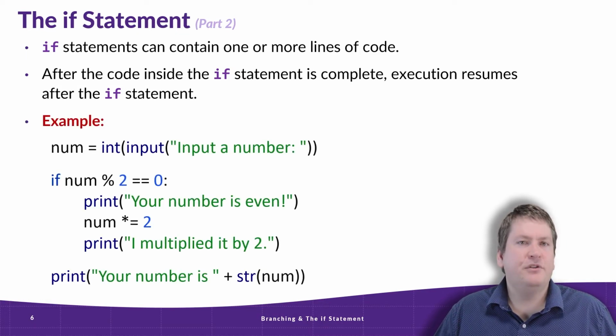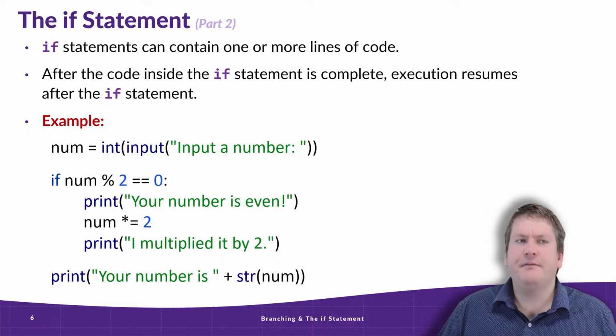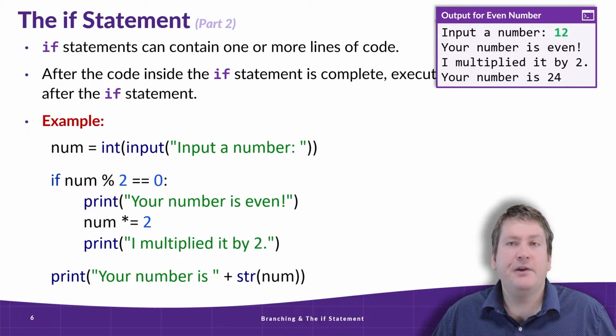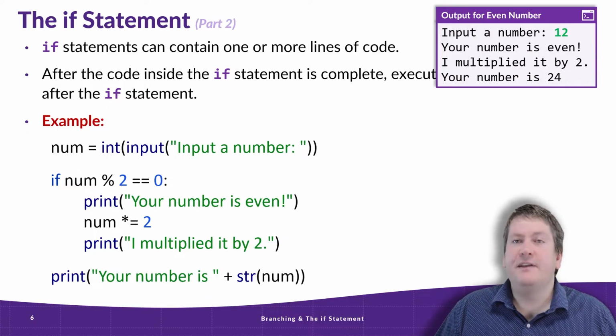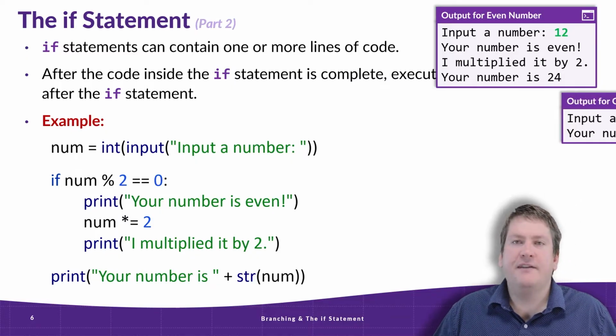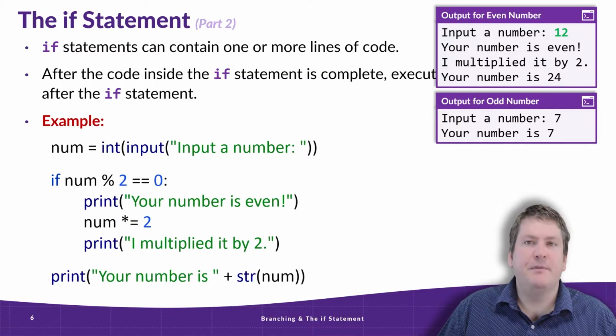Let's look at an example to get a better idea. So this is a very simple program. We can see the output here. You input a number, and it's going to tell you if that number is even. If it is even, then it multiplies it by 2 and outputs the result. If the number is odd, it just outputs the same number.